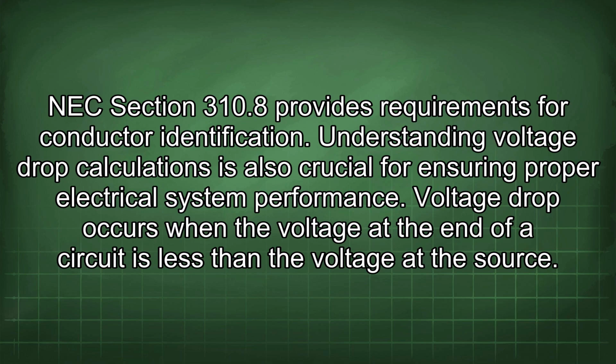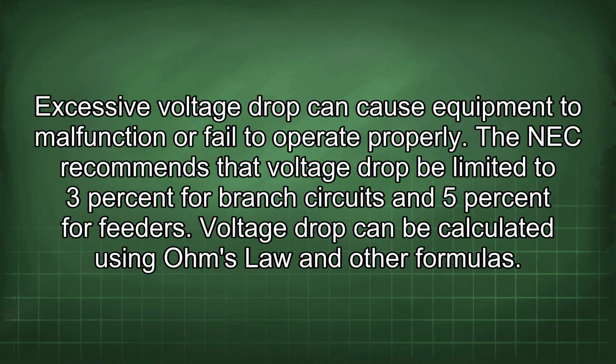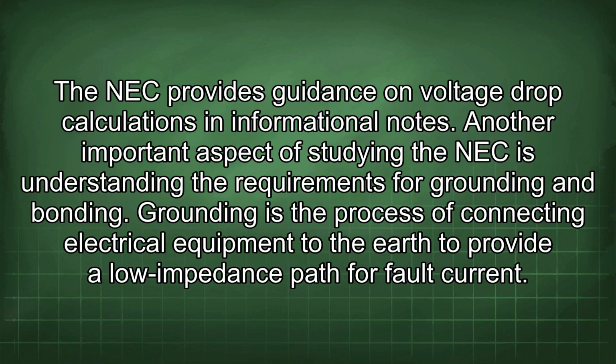Understanding voltage drop calculations is also crucial for ensuring proper electrical system performance. Voltage drop occurs when the voltage at the end of a circuit is less than the voltage at the source. Excessive voltage drop can cause equipment to malfunction or fail to operate properly. The NEC recommends that voltage drop be limited to 3% for branch circuits and 5% for feeders. Voltage drop can be calculated using Ohm's law and other formulas. The NEC provides guidance on voltage drop calculations in informational notes.